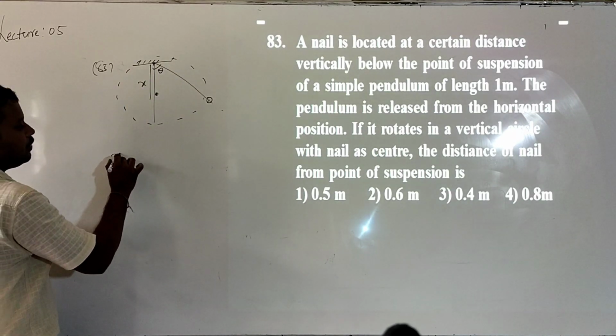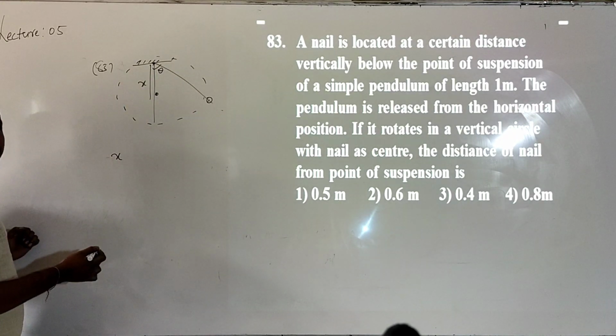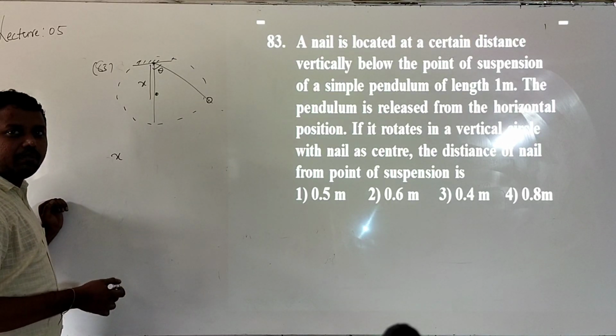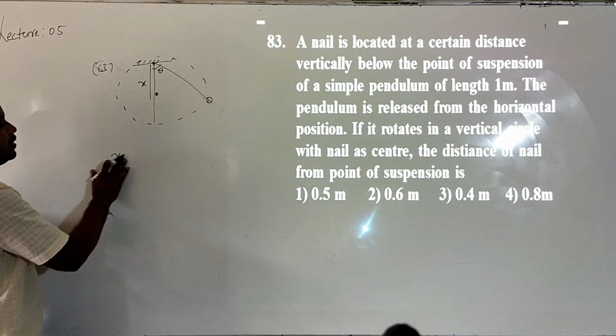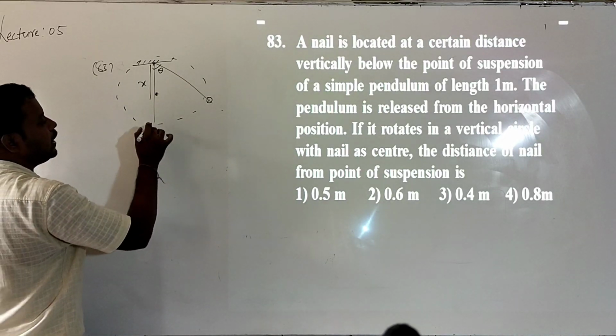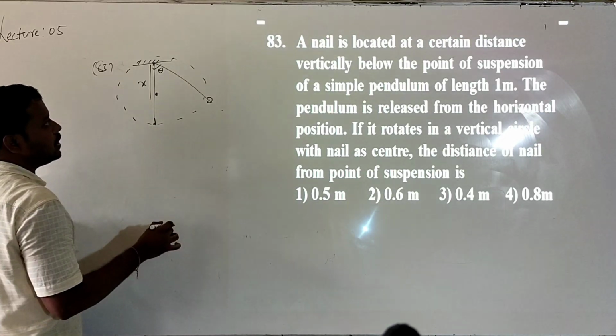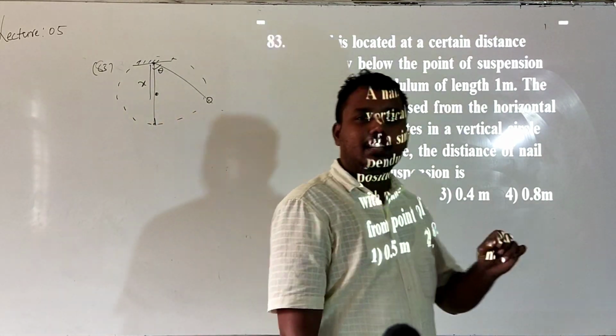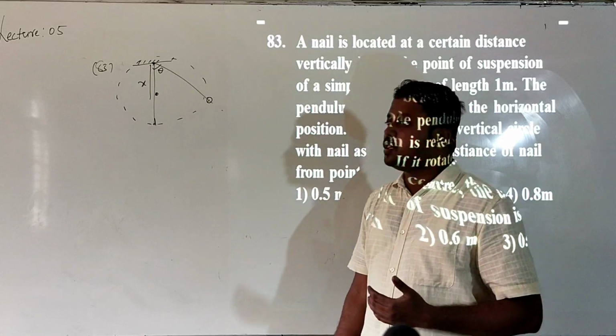Directly, the formula: x is equal to how much? x equals L into (3 plus 2 cos theta), divided by 5. Can you remember that? If you want to derive it, we can apply the law of conservation of energy. We discussed the nail concept in the theory class, the conceptual class.